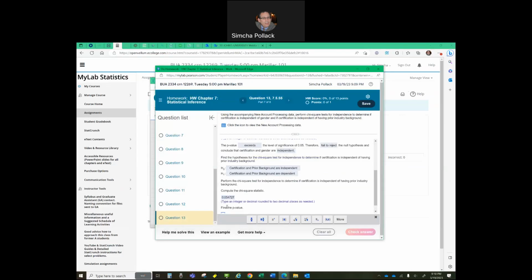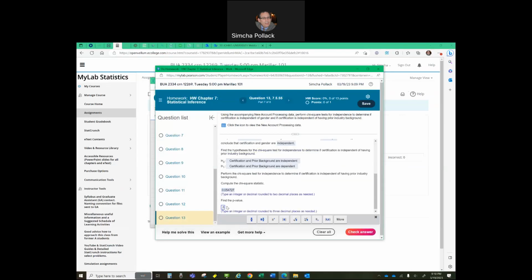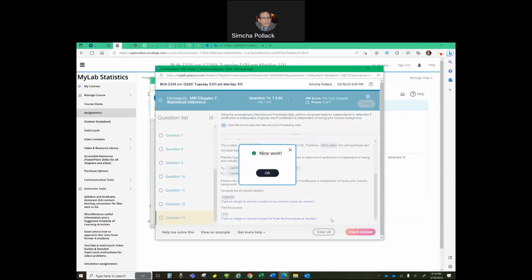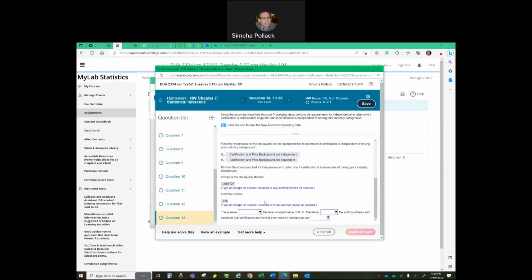1 degree of freedom, which is explained again in the YouTube videos. Check answer. Okay, and we go to interpretation. The p-value exceeds 0.05. Therefore, we fail to reject. If it was less than 0.05, we would reject the null hypothesis. Therefore we continue to believe they're independent, meaning unrelated. We have no evidence that one depends upon the other.